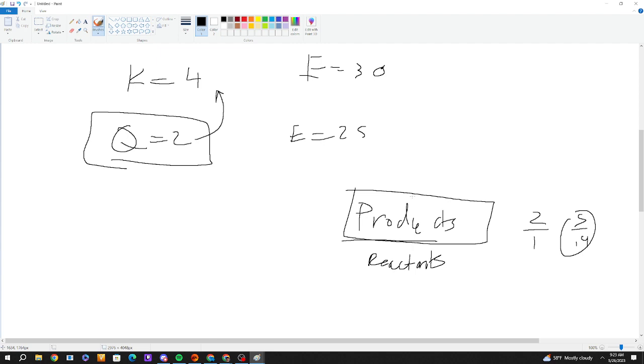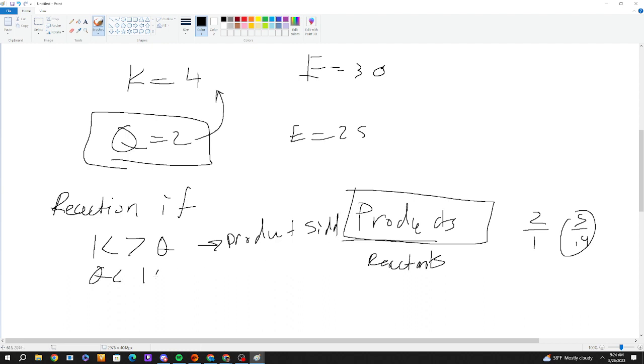Granted, reactants will get smaller a little bit as well, but because the products are going to have to get bigger to reach that value, we're going to say that if K is greater than Q, the reaction is going to go towards products. Not necessarily that the reaction is product sided, but it's going to go towards the products. That's better vocabulary to be used. Towards products.